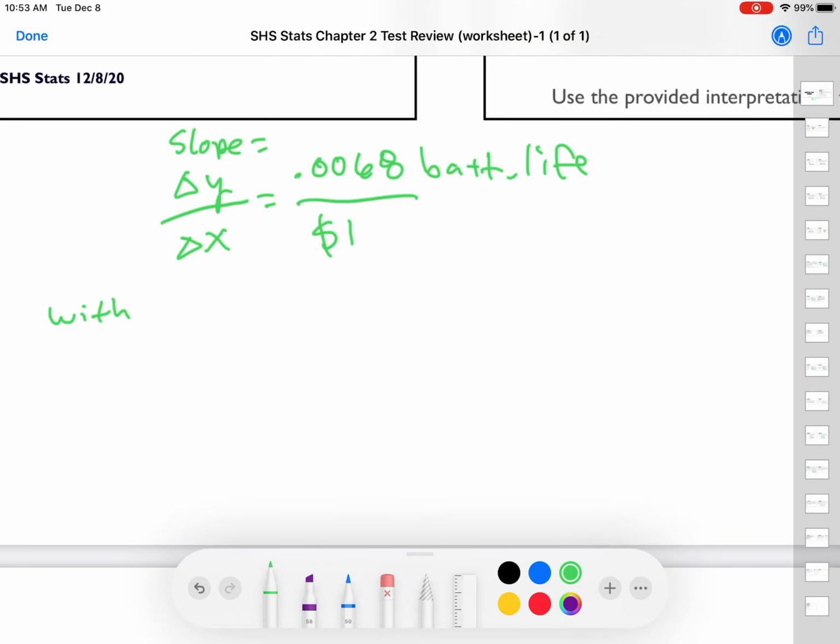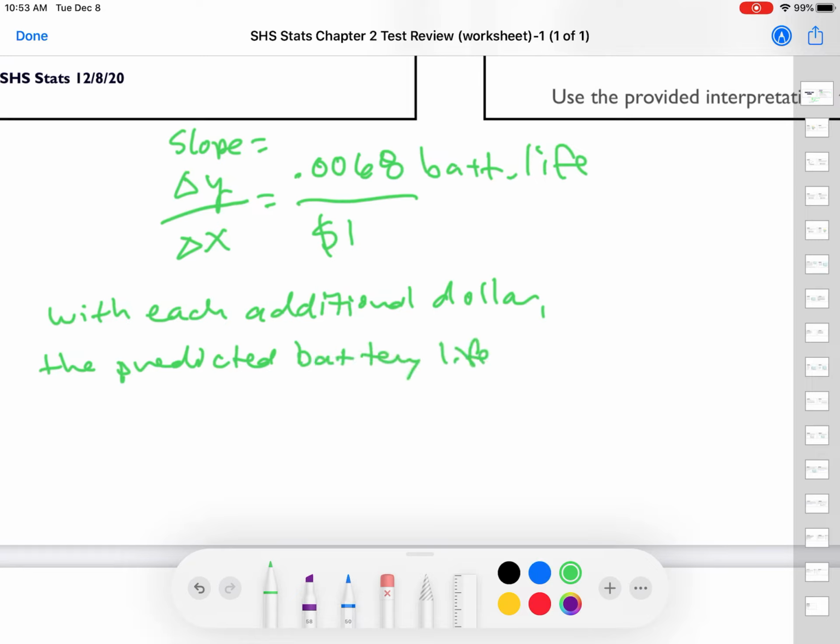With each additional dollar, the predicted battery life increases by 0.0068. All right, let's move on to the next one.